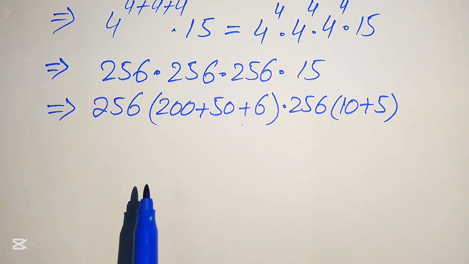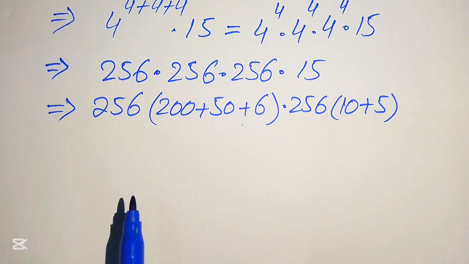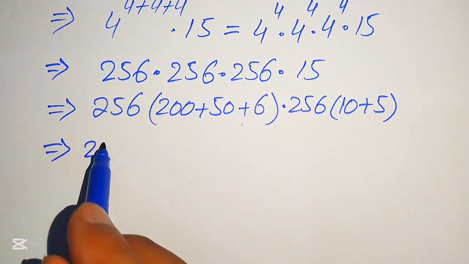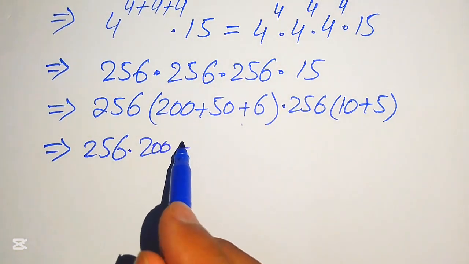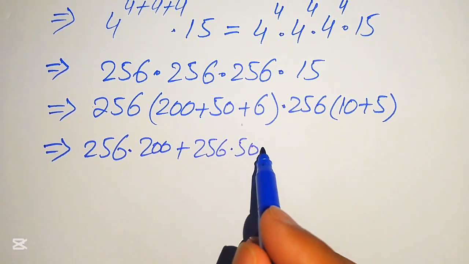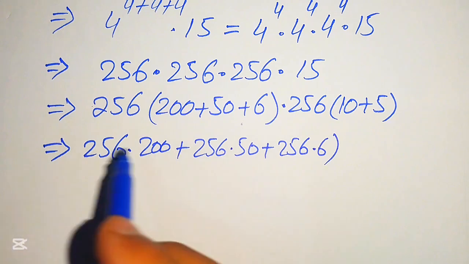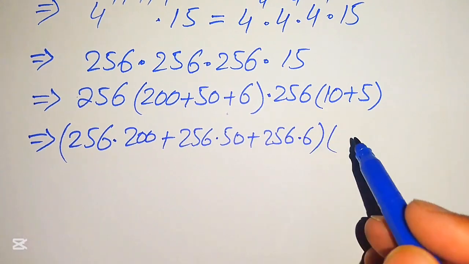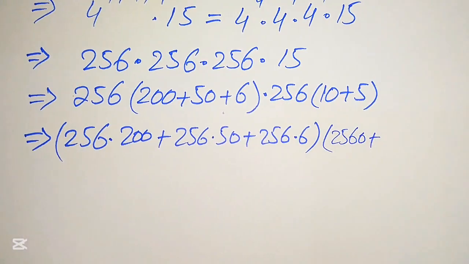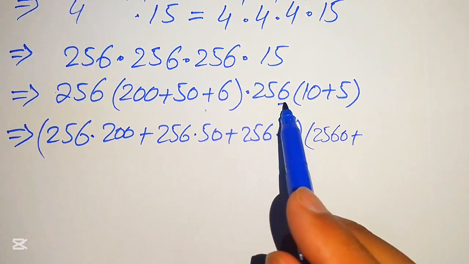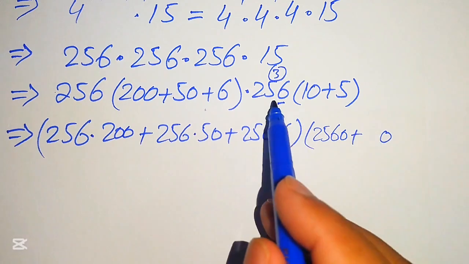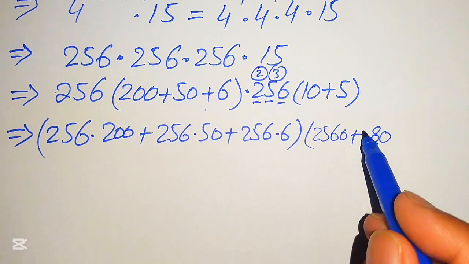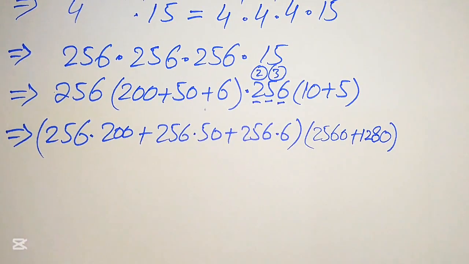And I can give you a smart technique in which you can easily multiply these types of bigger numbers. First we need to multiply 256 with each of these values, and it will be written as 256 multiplied by 200 plus 256 multiplied by 50 and 256 multiplied by 6. From here we multiply 256 with these two values: 256 multiplied by 10 equals 2560. And when we multiply 256 with 5, 5 6s are 30, we write 0 and carry 3, 5 5s are 25, 25 plus 3 becomes 28, we write 8 and carry 2, 5 2s are 10, 10 plus 2 becomes 12, so it will be written as 1280.